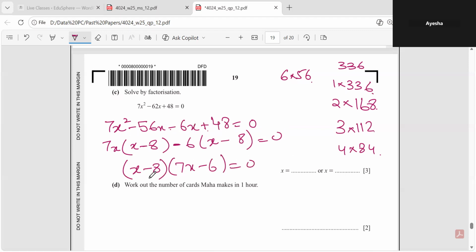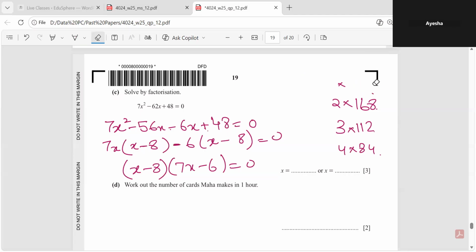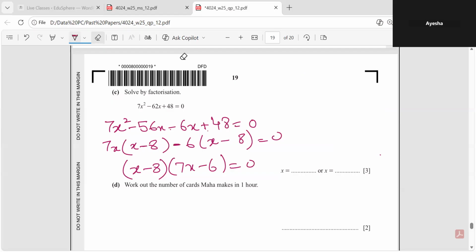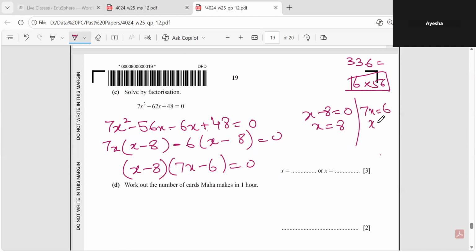Now what we have to do here is use one of the factors, and the rest of the factors I rub out. Since 336, I will use 6 times 56. Only I'm using this factor. So x minus 8 equals 0. From this I get x equals 8, and also 7x minus 6 equals 0. From this I get x equals 6 by 7. So it's 8 and 6 by 7.